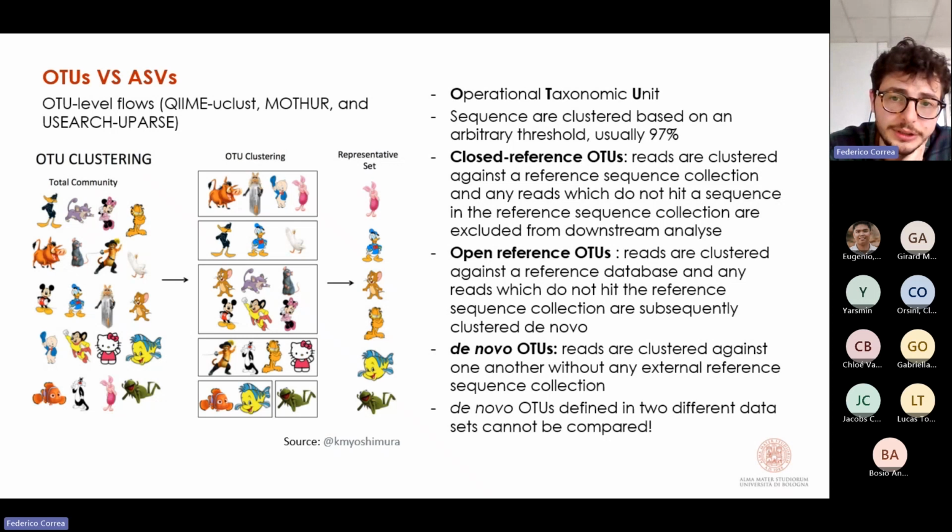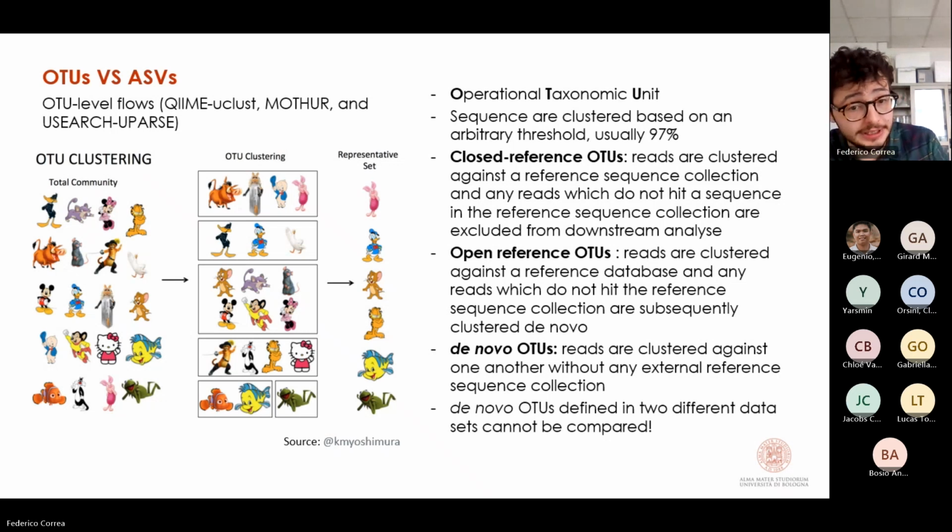Another approach is called open reference. So you align your sequences to the dataset, and the ones that do not match are used for de novo clustering. De novo clustering means that the sequences are clustered together, but there is no reference dataset. So this allows you to include these OTUs inside your analysis, but these OTUs are specific to your experiment and are not comparable with other studies.